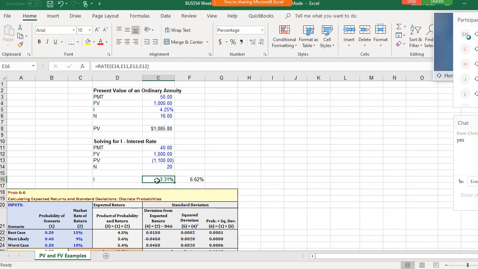So here's the big hint of the day. If you're solving for an interest rate using semi-annual, double the answer. Okay, so the YTM is 6.62. In fact, I'm just going to type that over here, 6.62, just so we remember what the number is.